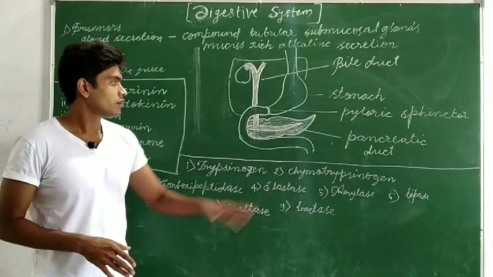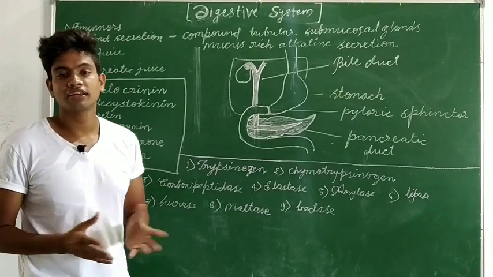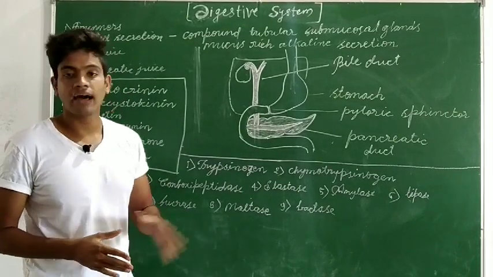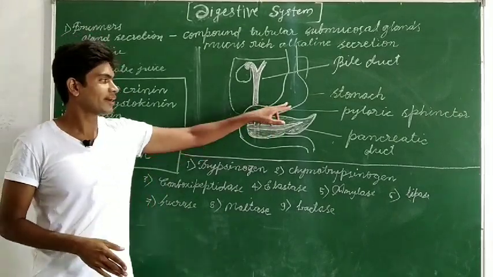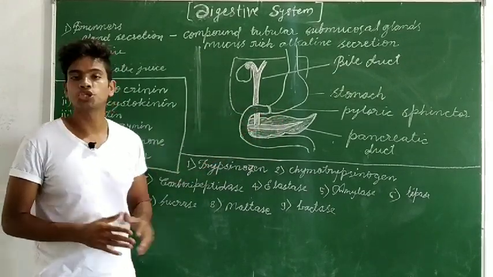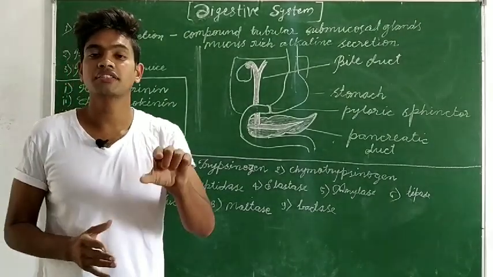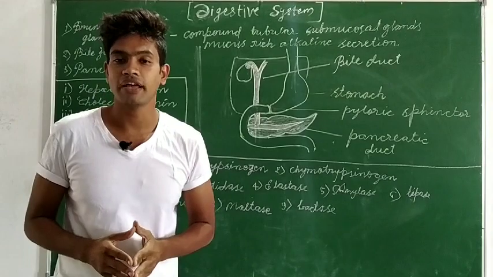Now see, when the food reaches the stomach, it is mixed properly with the gastric juices. Now it is called chyme, and this chyme exits the stomach through the pyloric sphincter and enters into the duodenum. Now the duodenum is the C-shaped part of the small intestine.